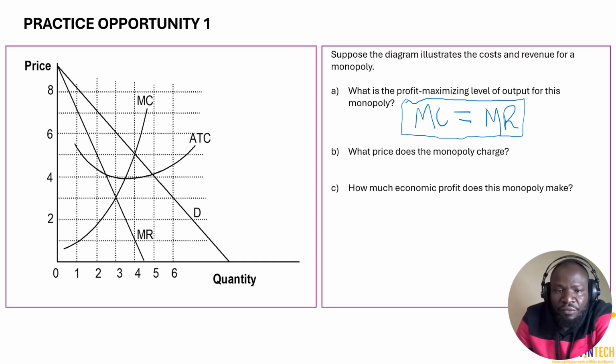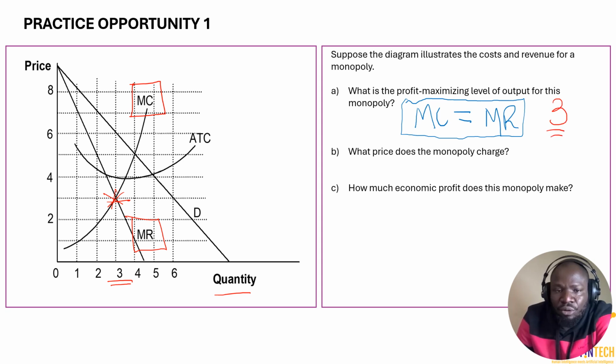We go to our graph here. Our marginal cost curve is this curve. Our marginal revenue curve is this curve. They meet at this point. So if you go down here, you'd see that the profit maximizing level of output is quantity equals 3. So the answer in this case is 3.